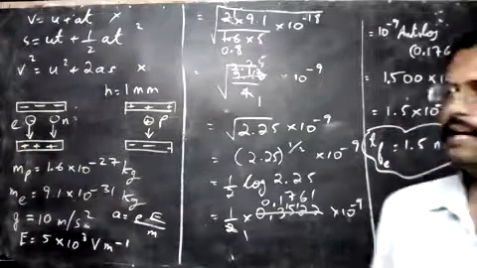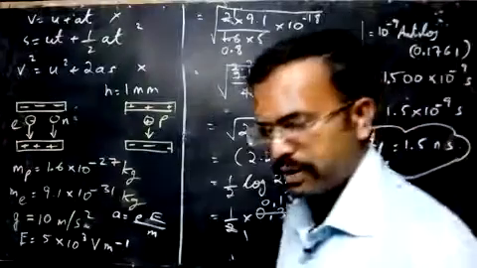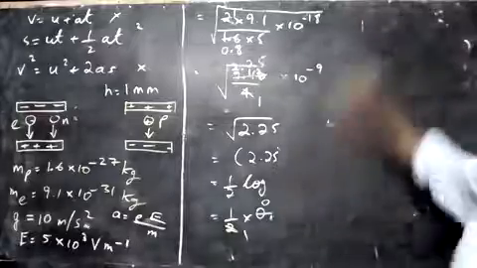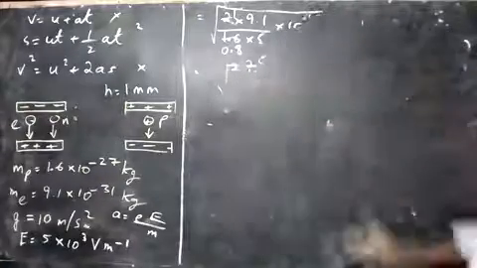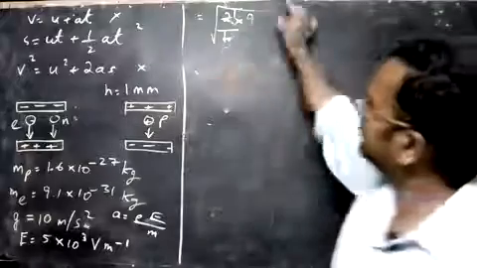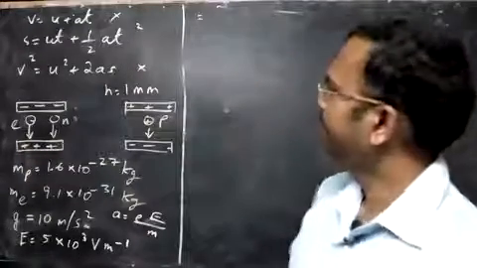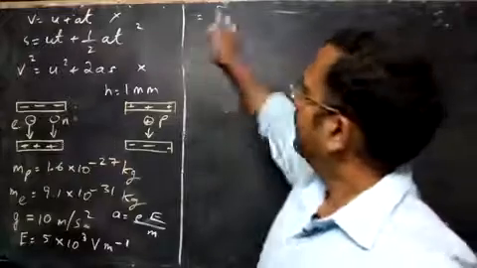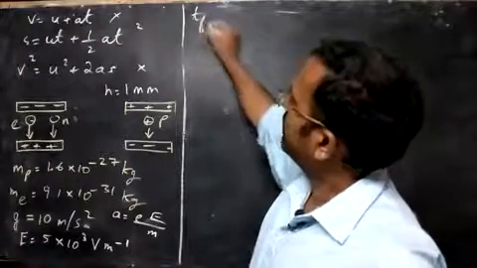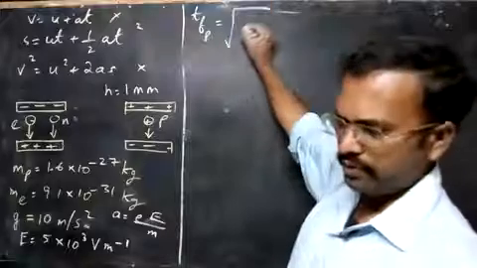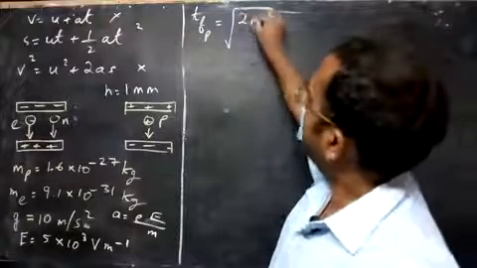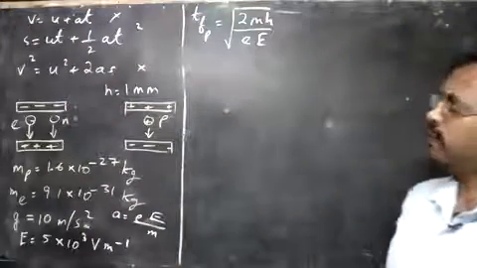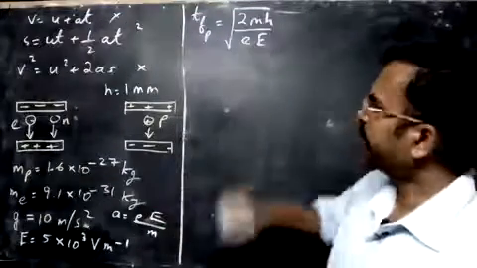Okay. Similarly, we can find the time of flight for the proton and the time of flight for the neutron. Okay, let me rub this out. So let's find the time of flight for the proton. Take the formula here, that is root of 2mh by eE. Now we must use the mass of proton. Be very careful. So mass of proton is here.